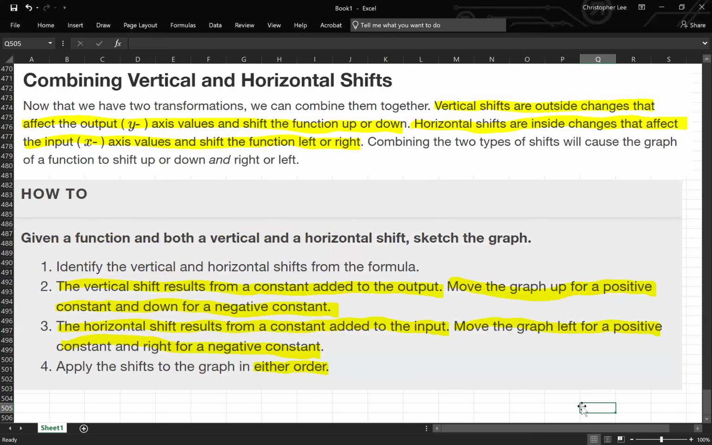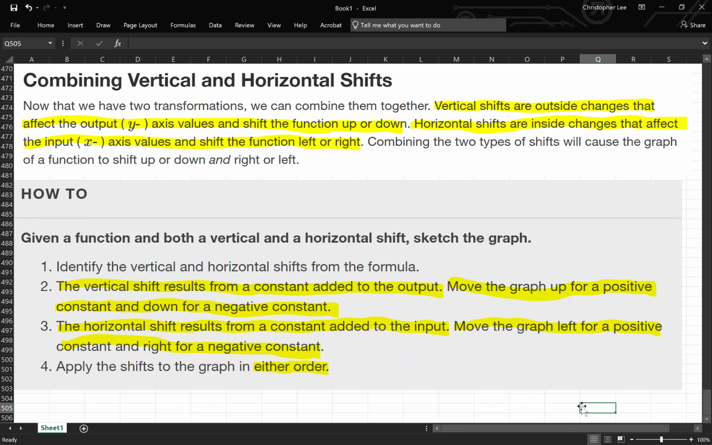So given a function and both a vertical and a horizontal shift, we want to sketch the graph. So first, what do you want to do? You want to identify the vertical and horizontal shifts from the function. Step two, the vertical shift results from a constant being added to the output. That's going to move the graph up for a positive constant and down for a negative constant. The horizontal shift results from a constant added to the input. That's going to move the graph left for a positive constant and right for a negative constant.